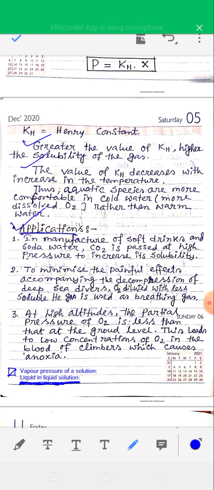Similarly, one more application is given: to minimize the painful effect accompanying the decompression of deep sea divers, oxygen diluted with less soluble helium gas is used as breathing gas. So these are some applications of Henry's law.